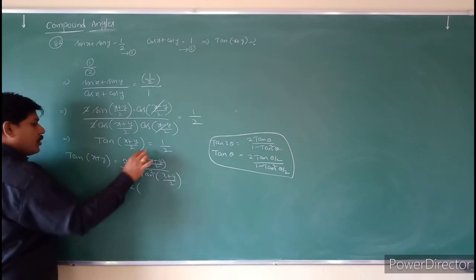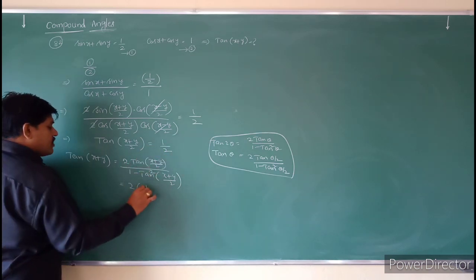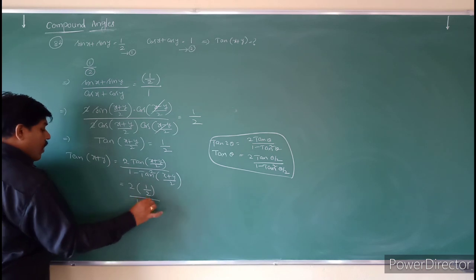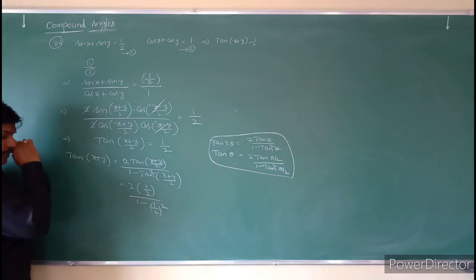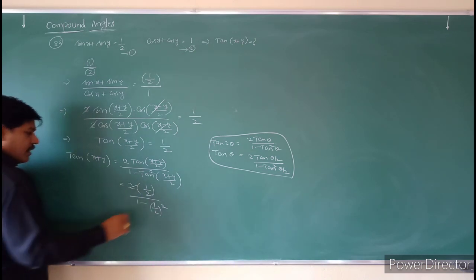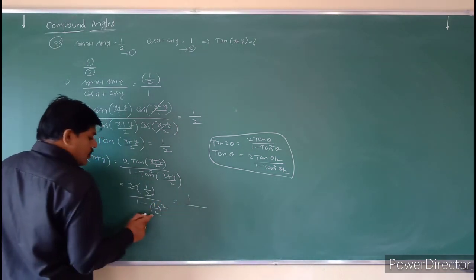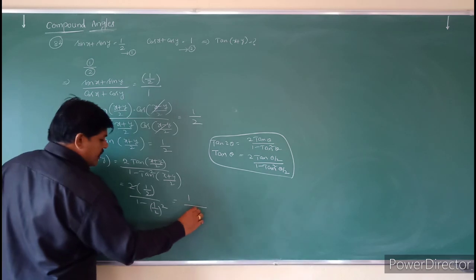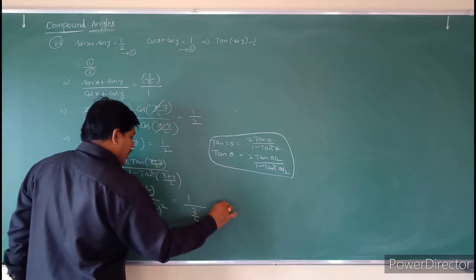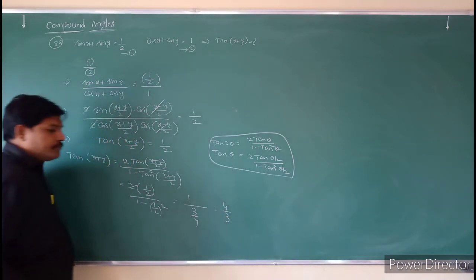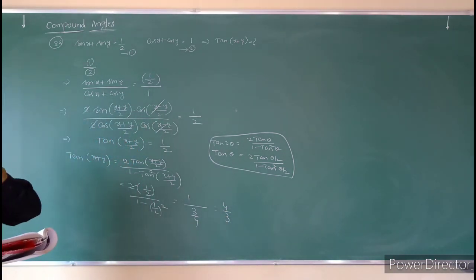So that is nothing but 2 into tan of (x plus y) by 2, whose value is 1 by 2 by 1 minus (1 by 2) whole square. So what is the term, students? You can cancel this 2 and 2 here, so it will become 1 by 4. Take the LCM, that is nothing but 3 by 4, 4 minus 1 is 3 by 4. So we can take it as 4 by 3.